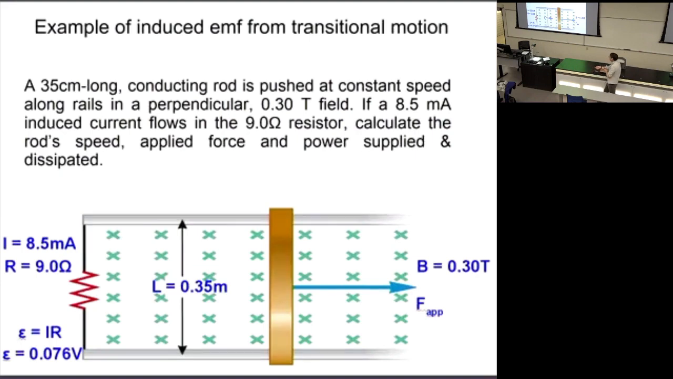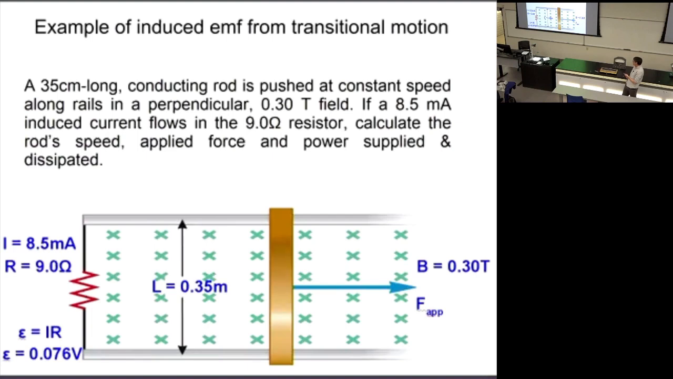Right, let's look at an example problem. So in this particular example, we're talking about this generator again. Here's the same picture. We're told that the rod is 35 centimeters long, and that it's pushed across the rails at some speed, in a 0.3 Tesla magnetic field. What we discover when we do this is that we get a current of 8.5 milliamps flowing through a resistor of 9 ohms. So we've got a current in here.